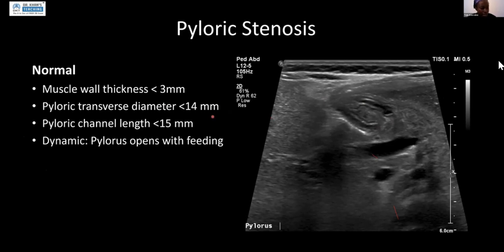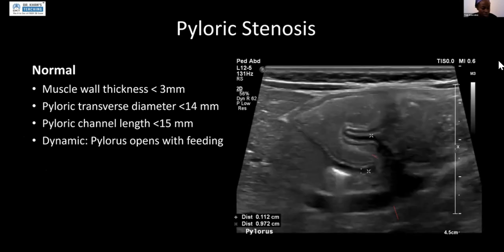Normally, the transverse diameter, so that's if you measure across the entire pylorus, should be less than 14 millimeters, and then the pyloric channel length should be less than 15 millimeters. Some papers will say less than 17 millimeters, and I even read one paper that said less than 12 millimeters, but 15 millimeters is the most commonly accepted measurement for the length of the channel. And like I said, you can see that the pylorus should open on dynamic assessment for it to be a normal study.